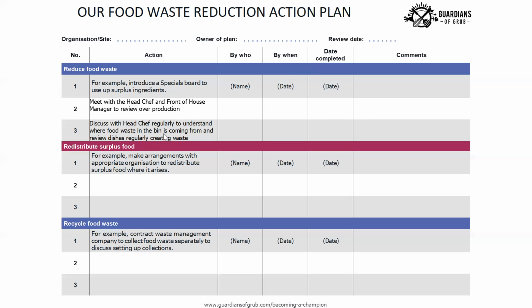And then you've got a similar thing in terms of, because we're now looking at what food is in the bin, reviewing the regular dishes that are creating the waste with the head chef. Again, same principle, your name, chef's name, by when are we going to complete it by, and use the comments to drive the actions.